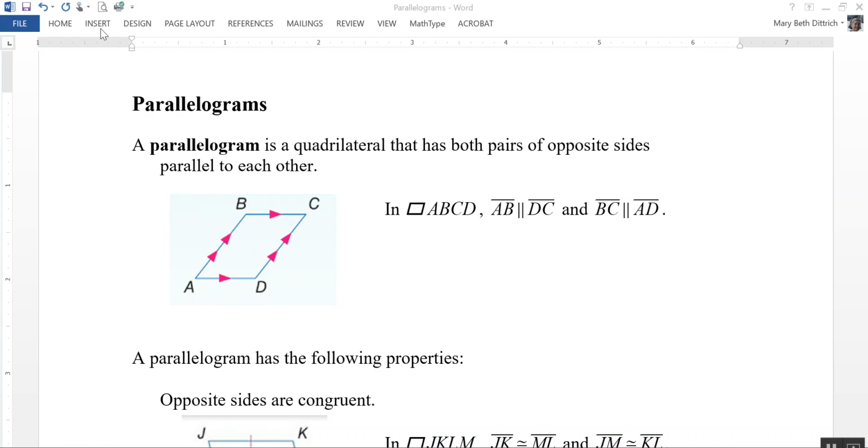This video is on parallelograms. A parallelogram is a quadrilateral that has both pairs of opposite sides parallel to each other. Let's take a look at this figure here.